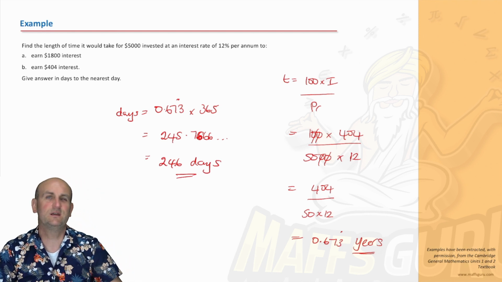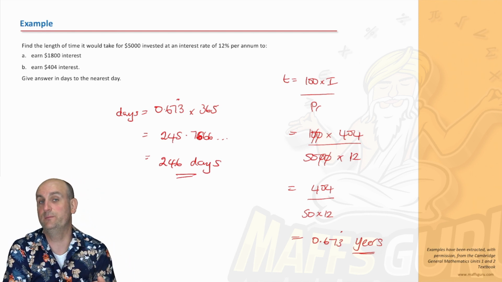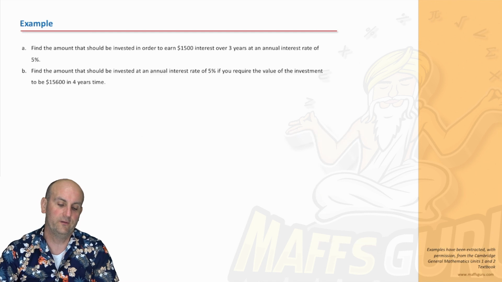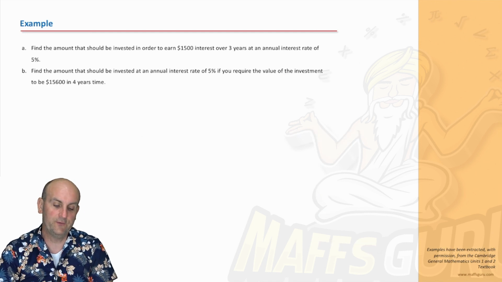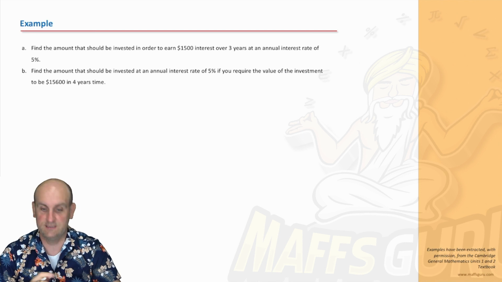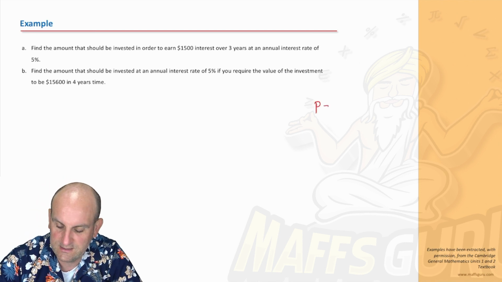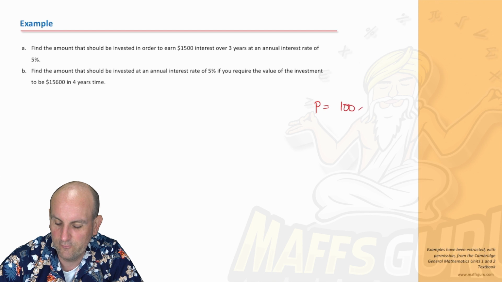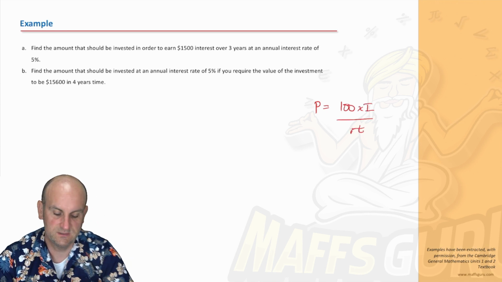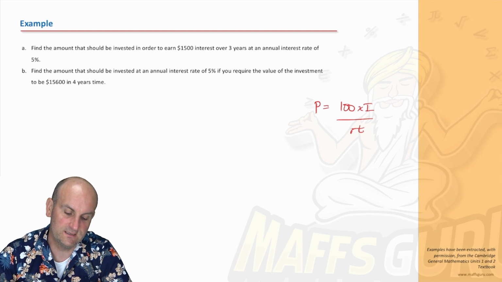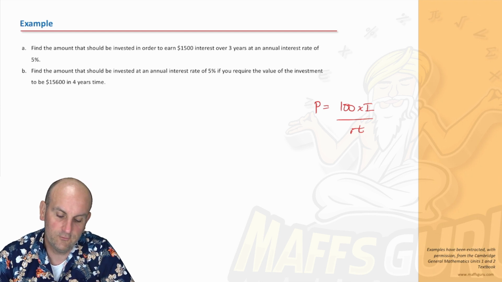Yeah, so these questions are easy in the sense of it's an easy formula, but we have to think about what answer they're giving. And the final two examples: find the amount that should be invested in order to earn $1,500 interest in 3 years, with an interest rate of 5%. So now we're going to find the principal. Principal is equal to 100 times I divided by R times T.